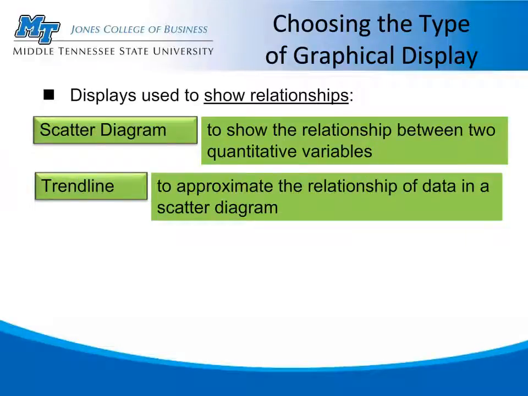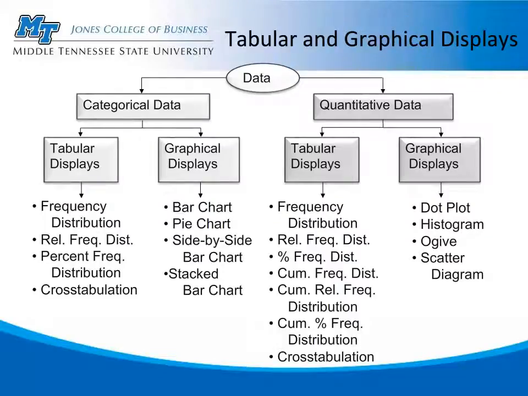If you have two quantitative variables where the values are paired together, the scatter diagram is a good way to see whether or not there's a relationship between them. Once you get that scatter diagram, you can also use the trend line to get an idea of whether the relationship is positive or negative, or really even if there is a relationship between them. Now, this is a really busy slide, but it's got a lot of good information in it.